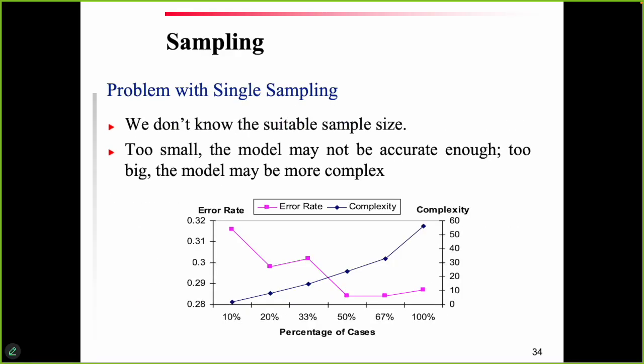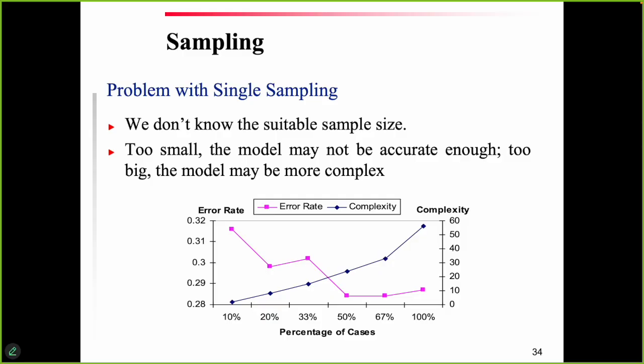Then there are several problems with this method, obviously. Most importantly, we don't know our suitable sample size. So if you have, for example, millions of rows, how do we know what is the suitable sample size? Is it 10% of your data, 30%? Should I select, for example, 10,000 rows, 20,000 rows, 100,000 rows, and so on? So that's the most important problem.